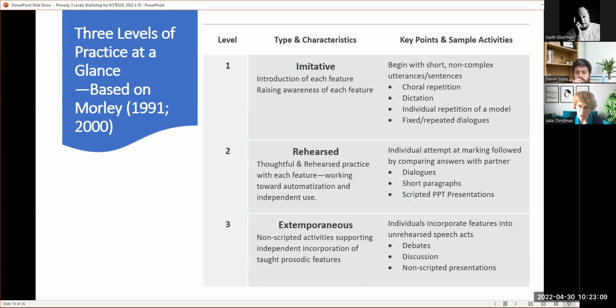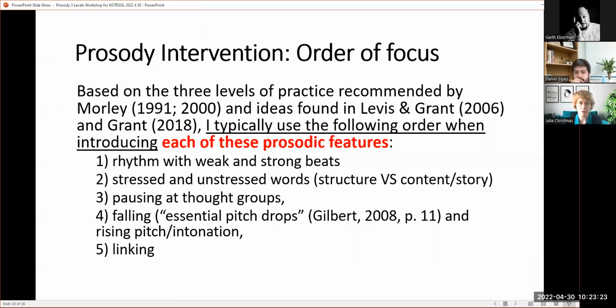Extemporaneous is non-scripted. So examples are debates and discussion, and any non-scripted speech acts or presentations. So those are the 3 levels. Well, how do we get there? The order of focus: I start with rhythm, weak beats and strong beats, and then move to stressed and unstressed, thought groups, and then falling and rising, and then linking if I have time.